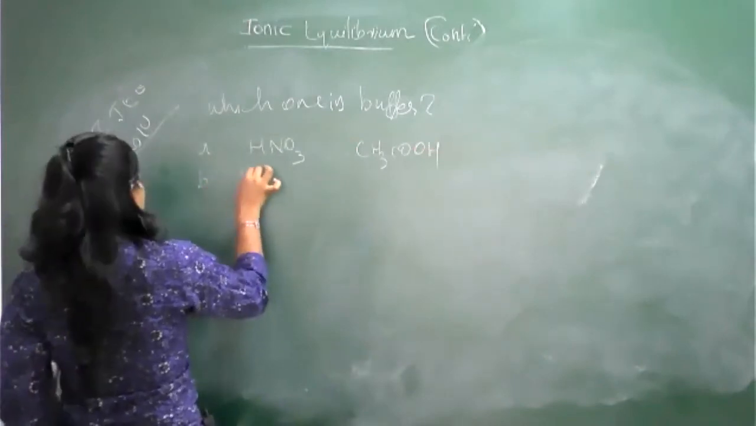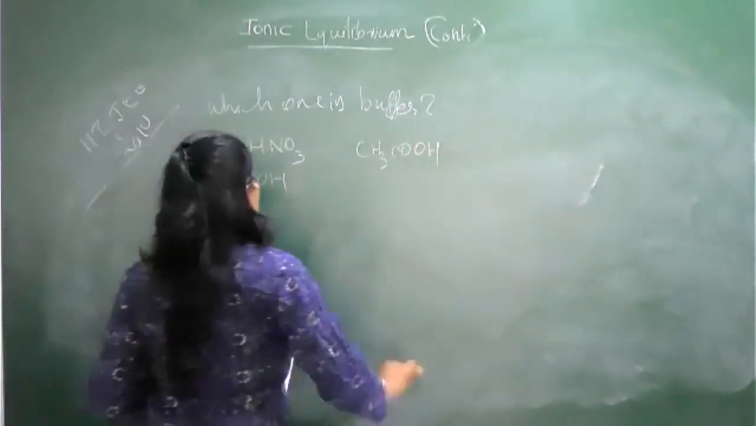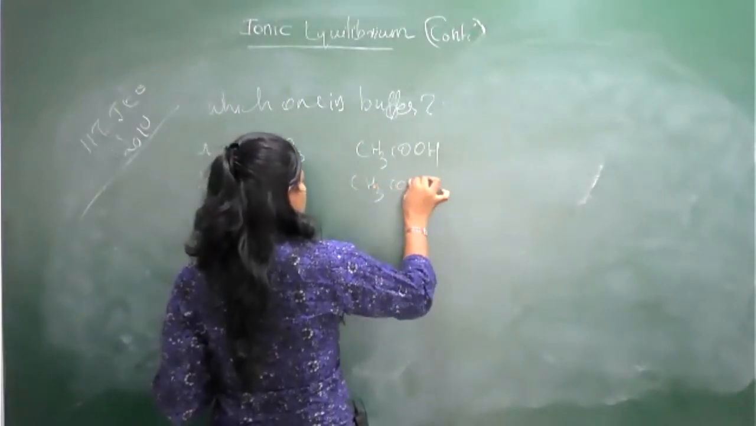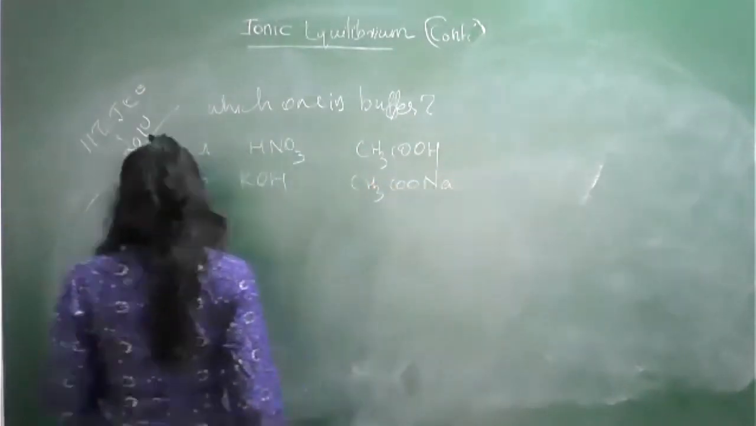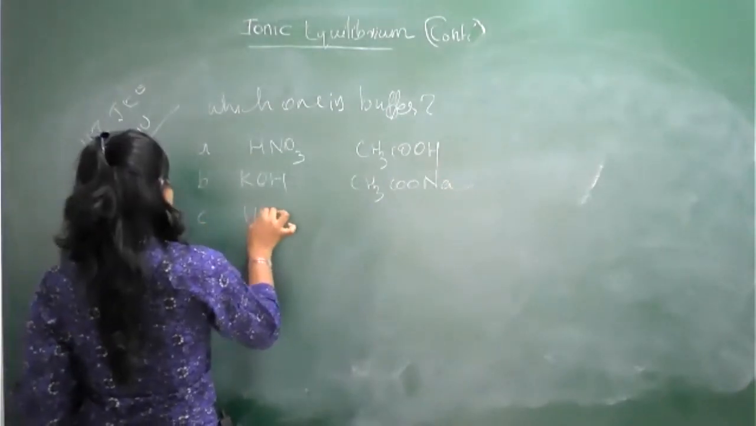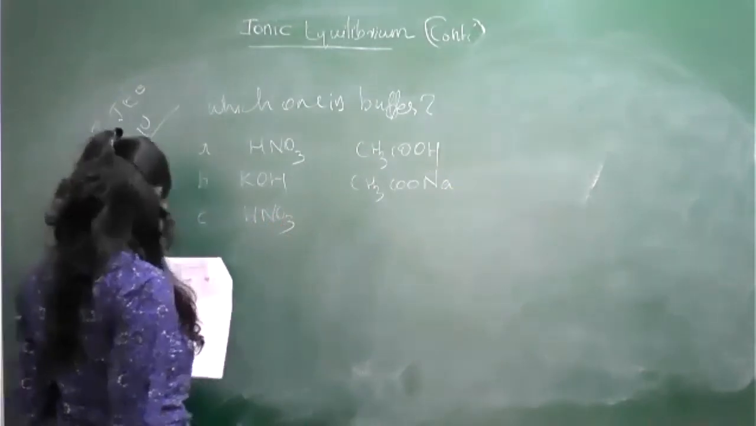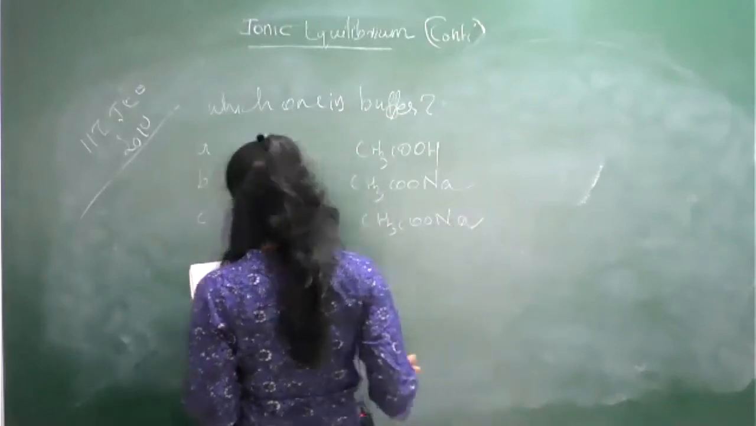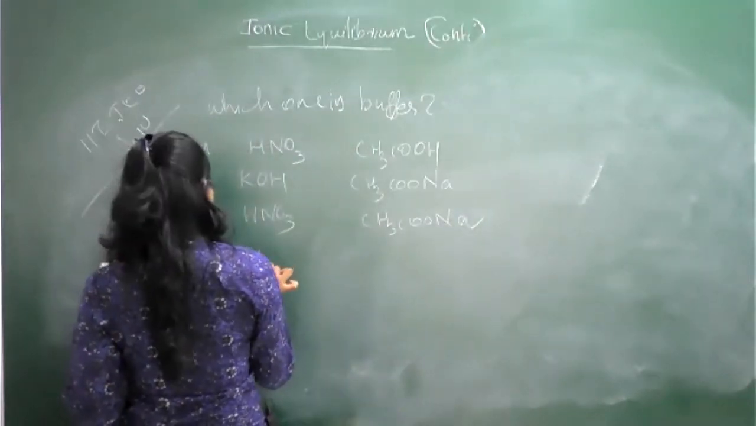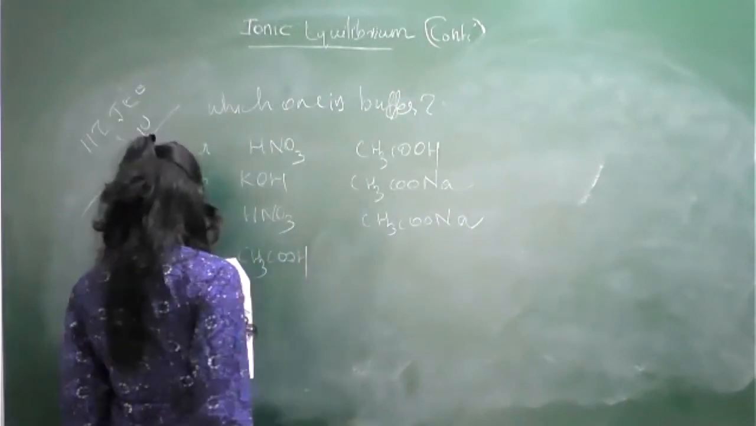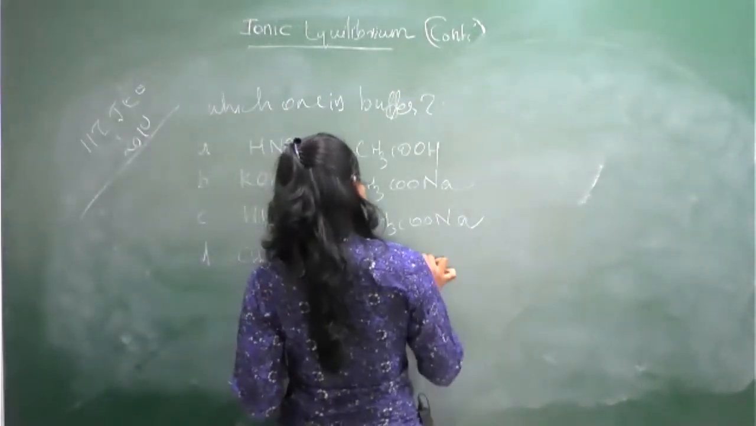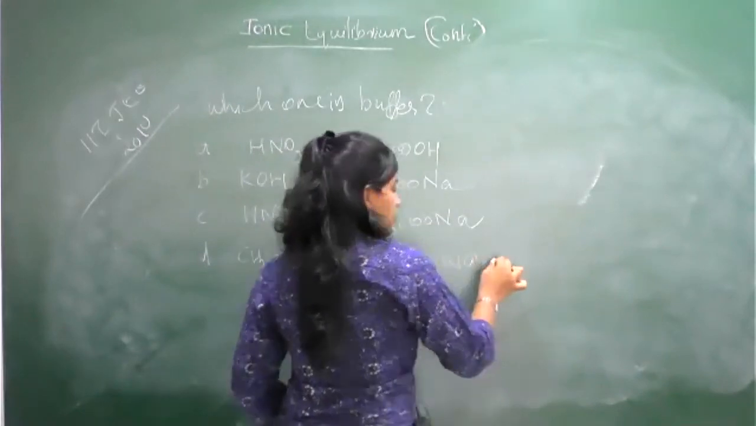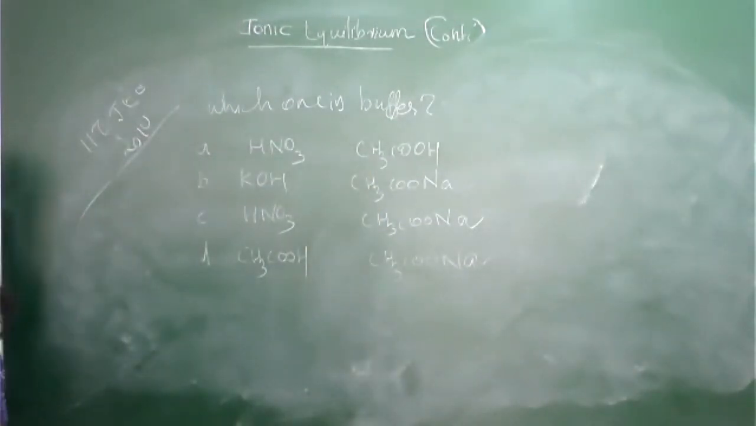B, KOH and CH3COONa pair. Then C, HNO3 and CH3COONa pair. Then D, CH3COOH and CH3COONa pair. Out of four. Oh, what an interest. Now the concept becomes clear, otherwise you become confused.